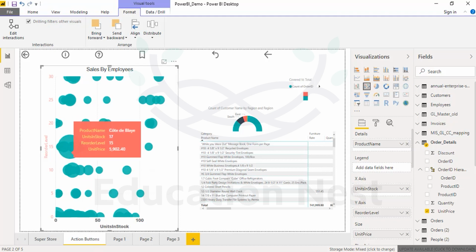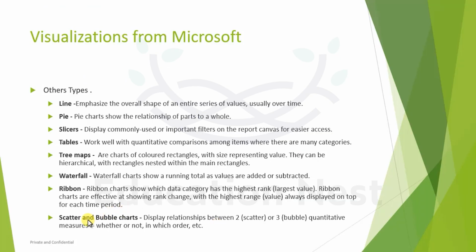And with this, we would like to end the session for visualizations from Microsoft. In our next session, we would definitely see some external visualizations, and towards the end of this entire Power BI learning course, I would be sharing some shortcut tips on which charts to use in which scenario. With this, I end today's session.